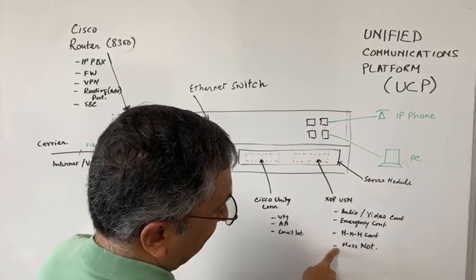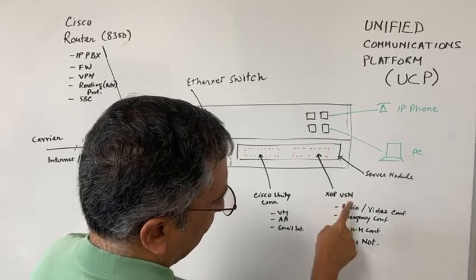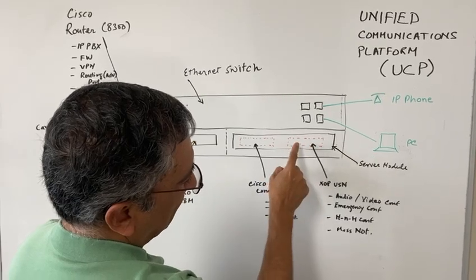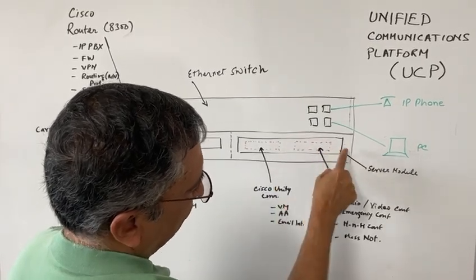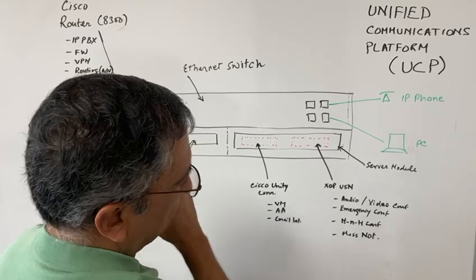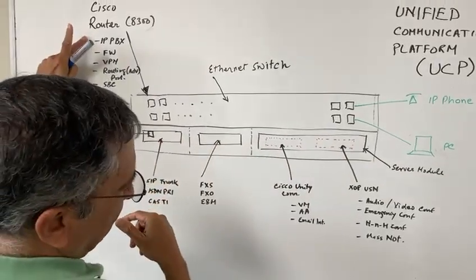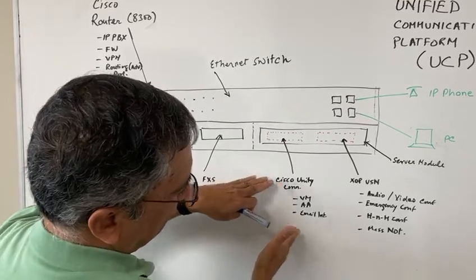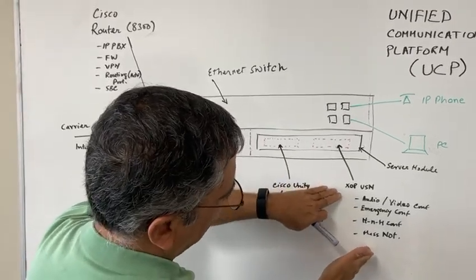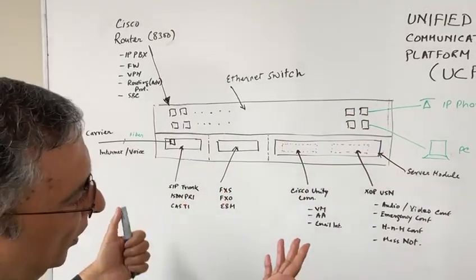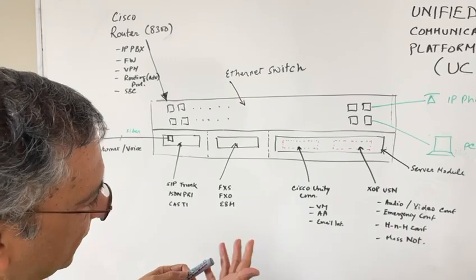And further, we also support mass notification. All of these value-added services can come out of this virtual machine, which is inside this physical server that we call the server module. So by integrating the IP PBX function, the voicemail function, and all of this conferencing function, we now have a platform that can meet pretty much all the needs of a typical business.